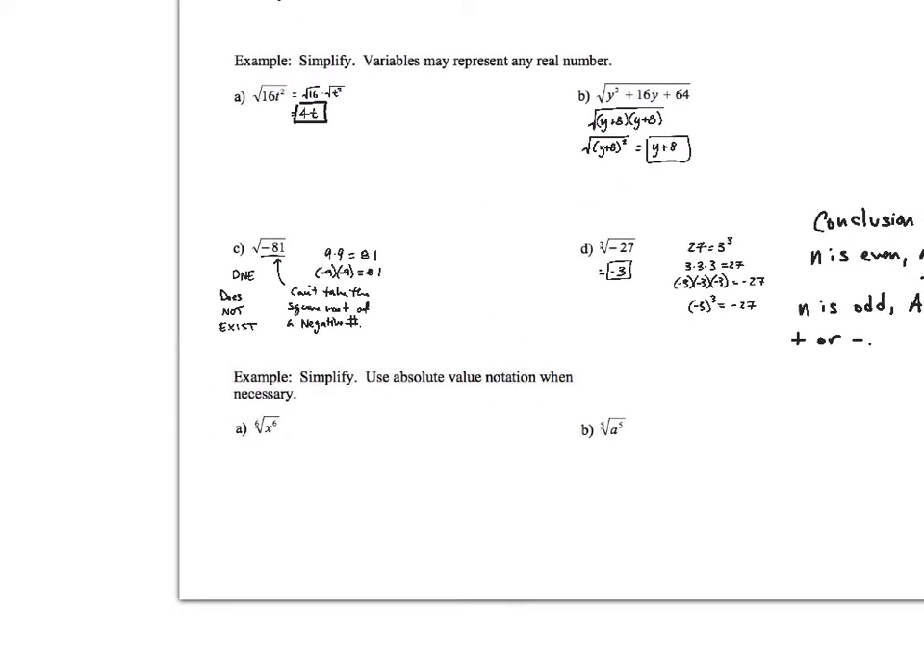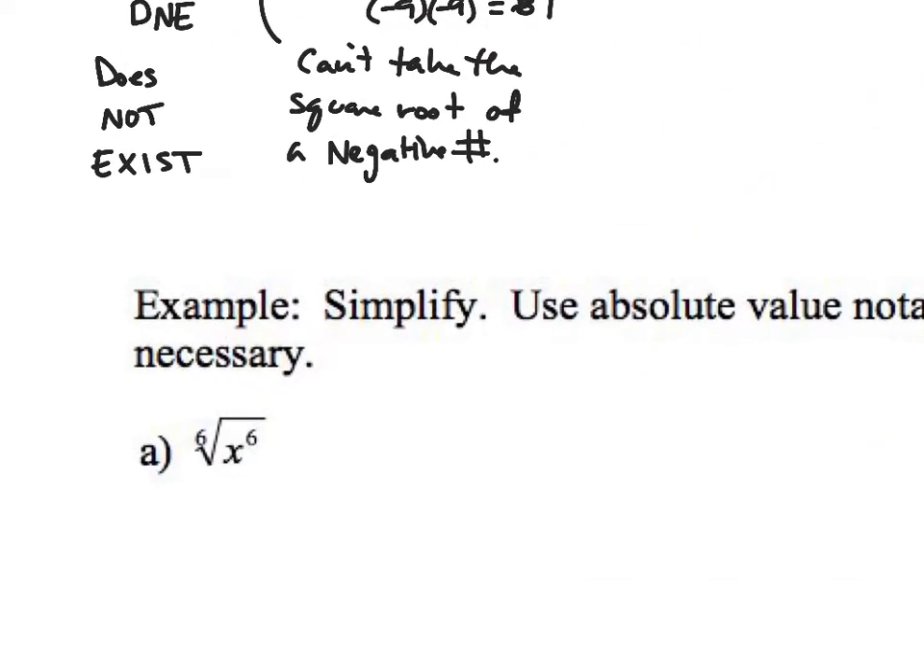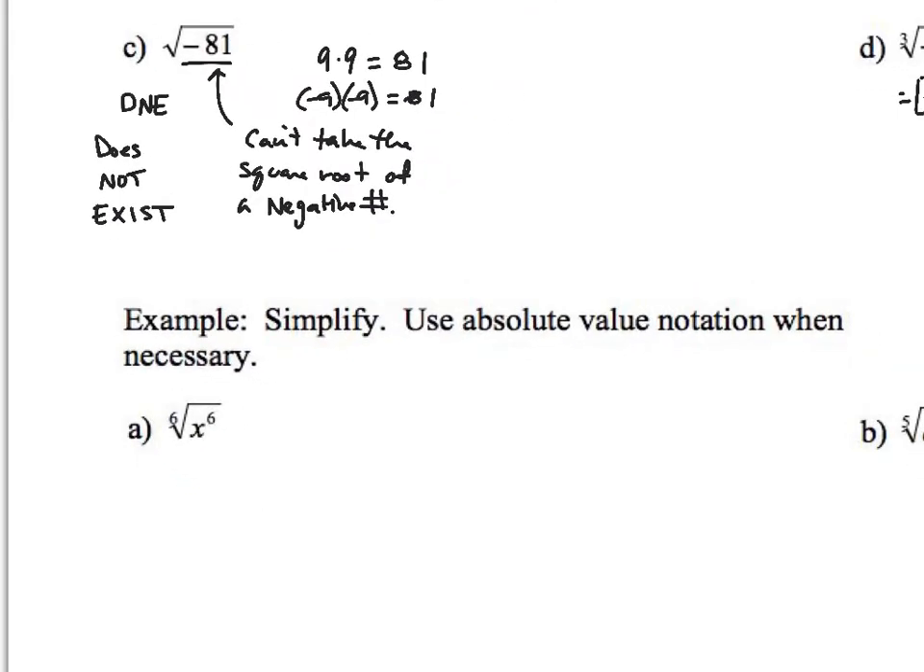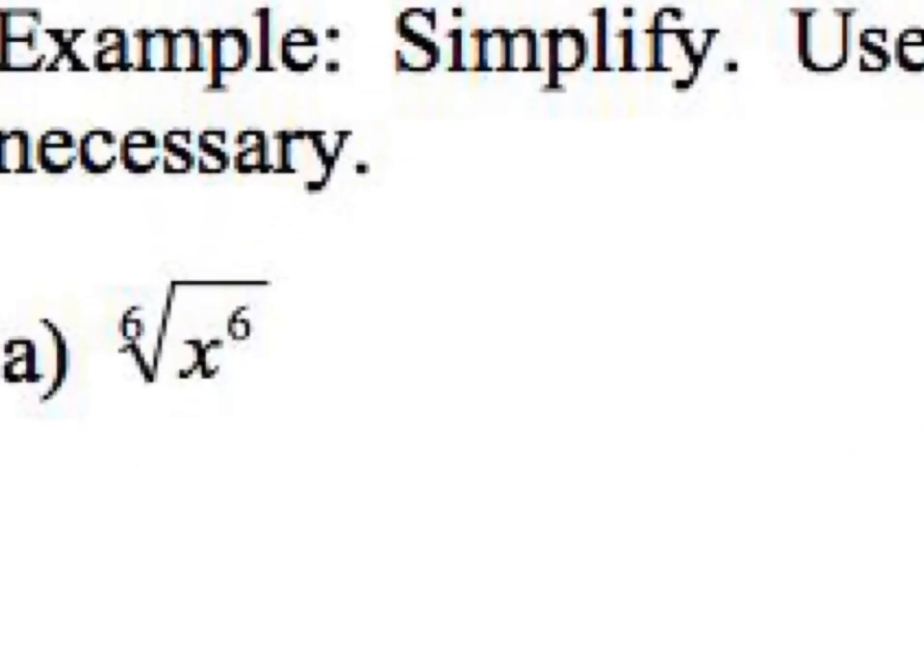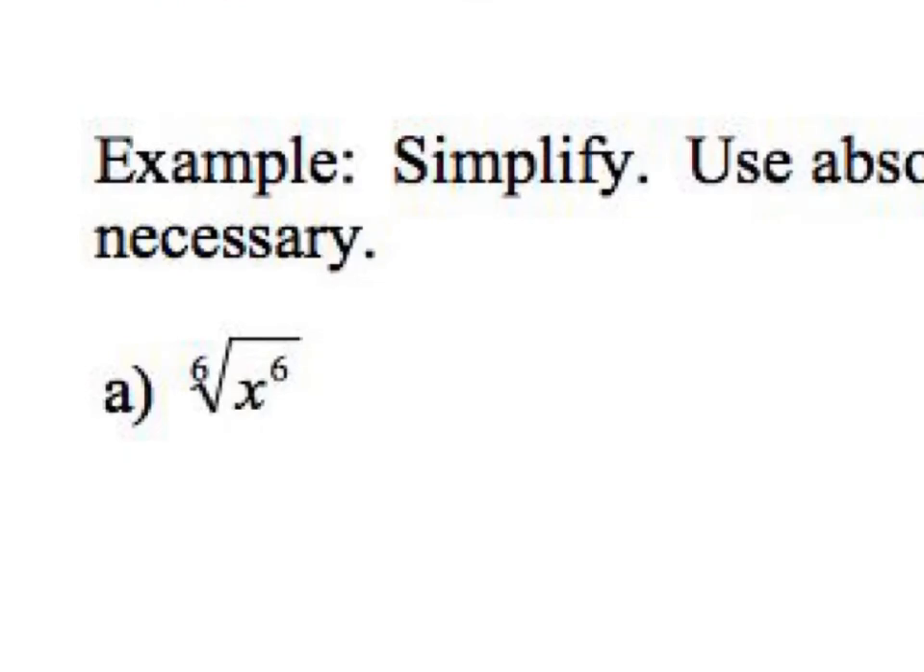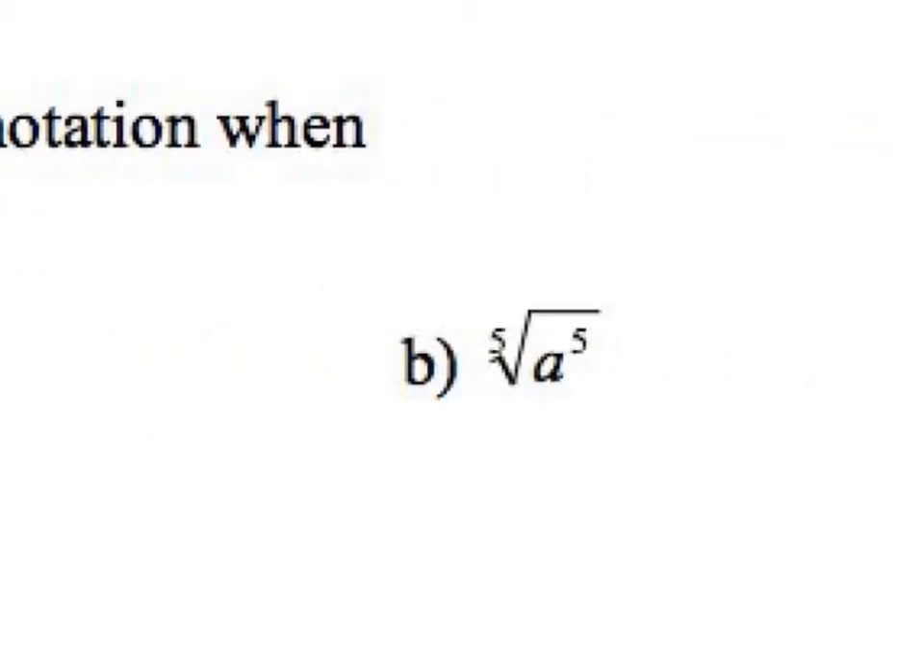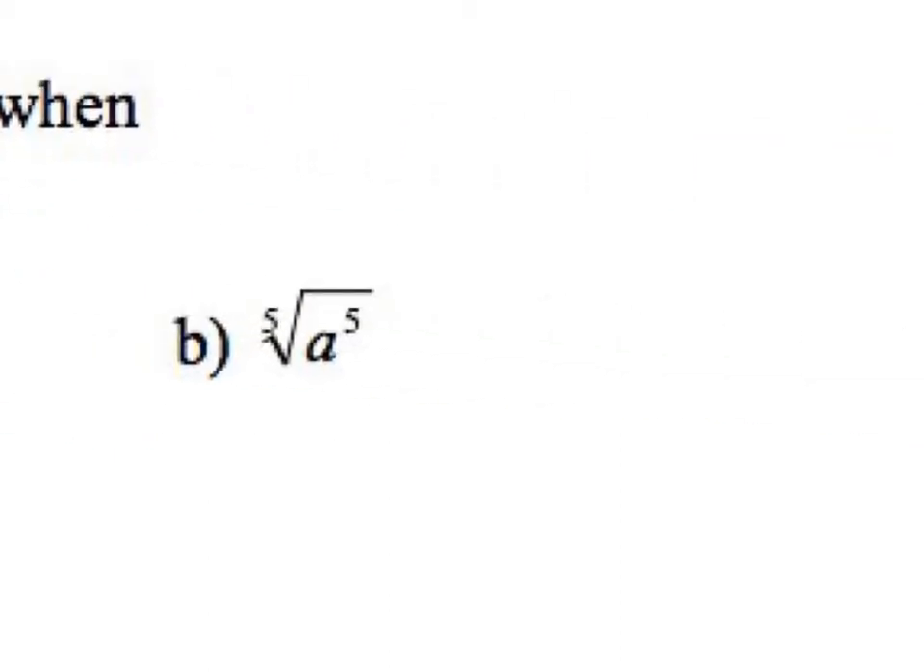All right? Okay, let's take a look at this one. Now this one's pretty easy, okay? We want to simplify this. Use absolute value notation when necessary. So what I know about this is that if I take the 6th root of x to the 6th, it's just going to give me x. If those numbers are the same, it's just going to give me what I need, all right? And that's the idea. For part B, the 5th root of a to the 5th, it's just going to give me a.